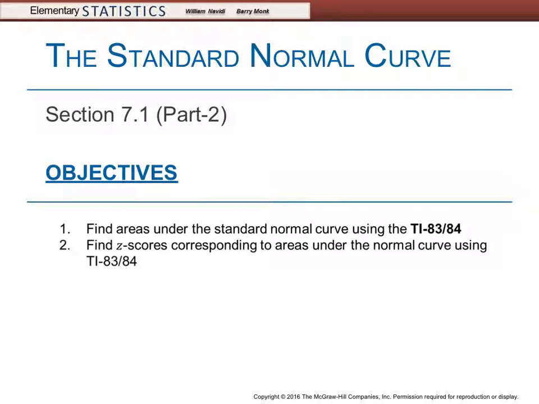So this is the second part of chapter 7.1. We have two objectives here. We're going to find areas under the standard normal curve using the TI 83 and 84. And then we're going to find z-scores corresponding to areas under the normal curve. We're going to use the table first, and then we're going to use the TI 83 and 84.